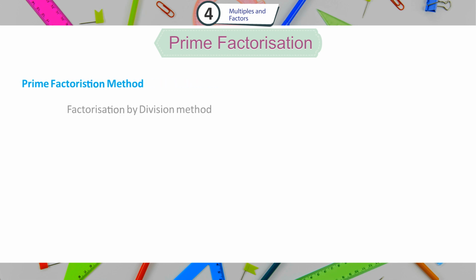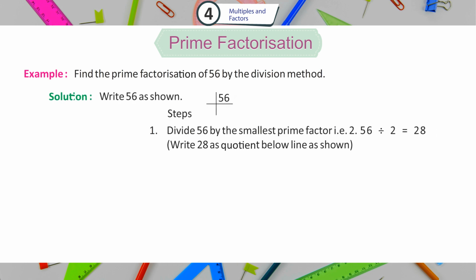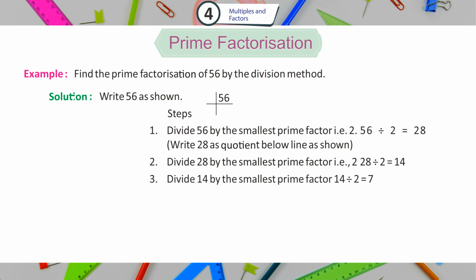Prime factorization method. Factorization by division method. Example: find the prime factorization of 56 by the division method. Solution. Write 56 as shown. Steps. 1. Divide 56 by the smallest prime factor, that is 2. 56 divided by 2 is equal to 28. Write 28 as the quotient below the line as shown. Divide 28 by the smallest prime factor, that is 2. 28 divided by 2 is equal to 14.